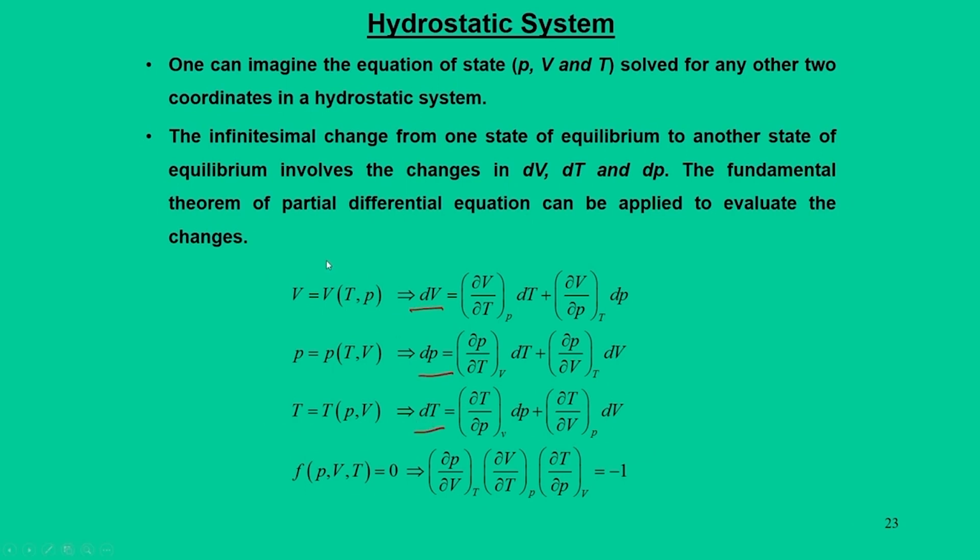Again, from the third relation, we can think that f of pressure, volume and temperature is equal to 0, then we can have this reciprocal relation: ∂P/∂V, ∂V/∂T and ∂T/∂P, where in each case the temperature, volume and pressure respectively are held constant, and when we multiply them it becomes -1. So, we are going to use these relations exhaustively in all our subsequent derivations.